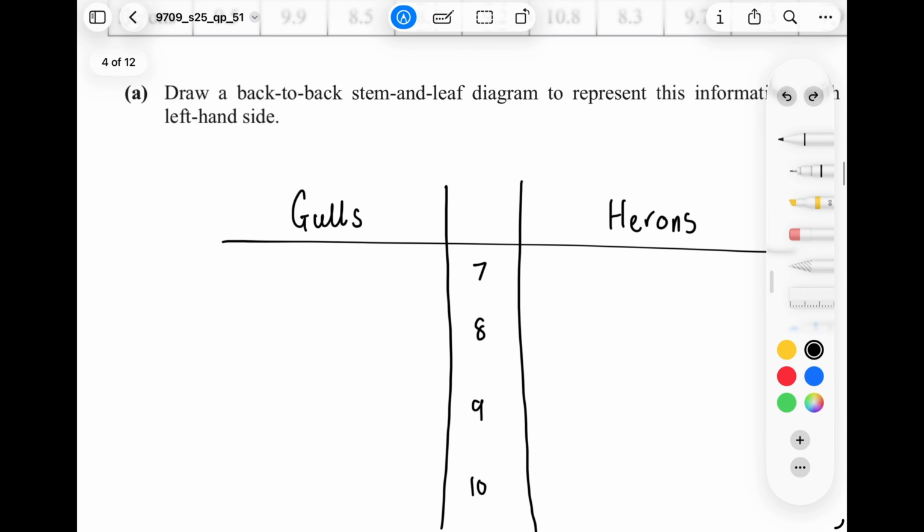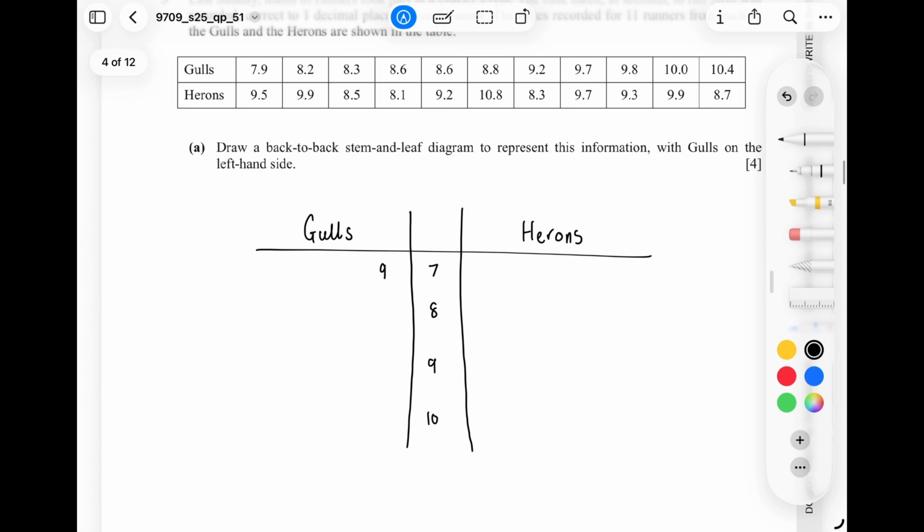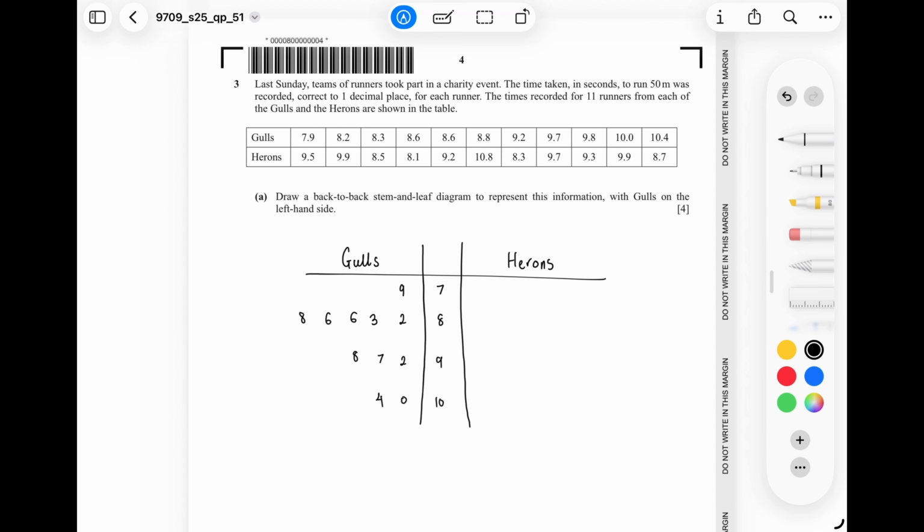So we have 7.10, 8.9, and then we have 8.2, 8.36, 6, 8, 9.2, 9.7, 9.8, 10.0, 10.4. Okay, so we're done with the left hand side.